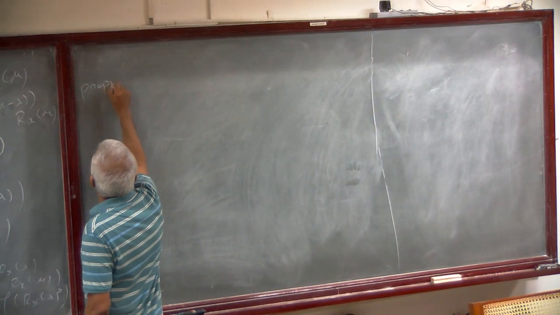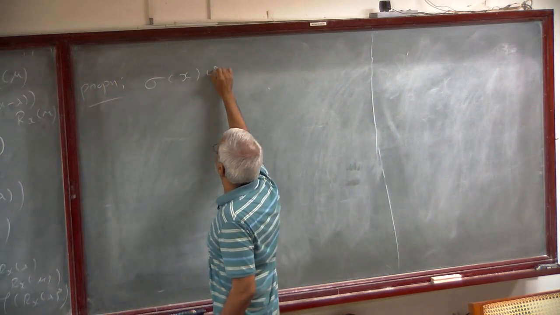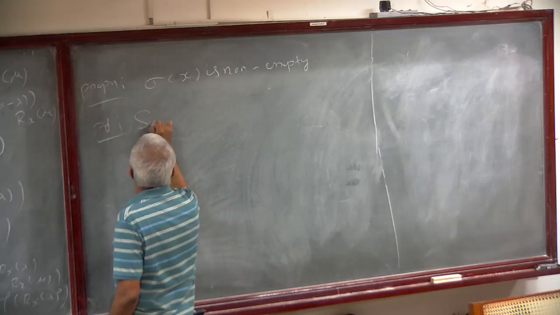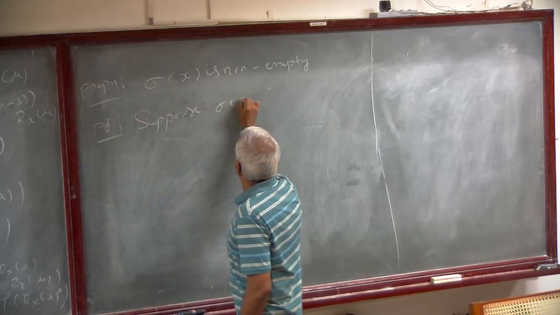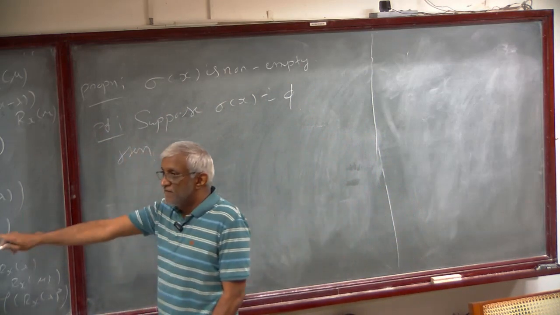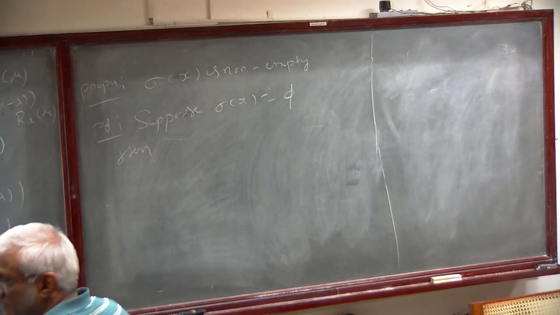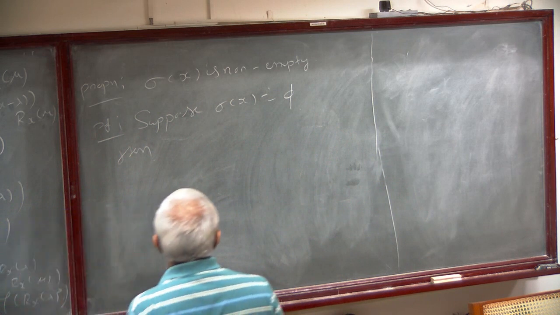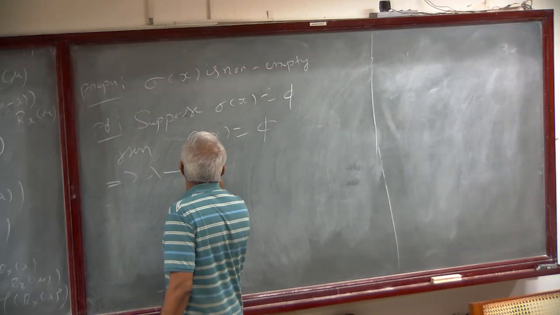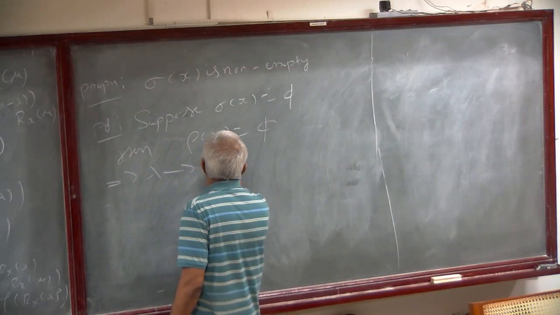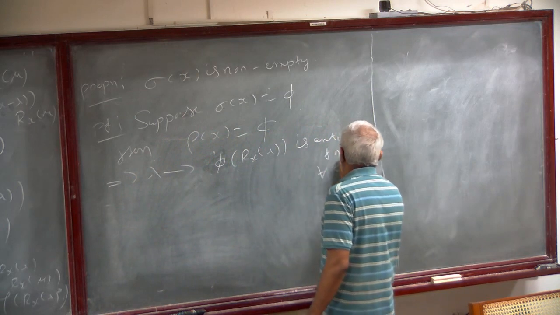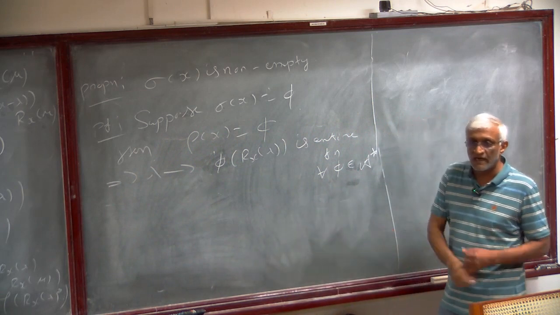Now let's prove the proposition. σ(x) is non-empty. Proof. Suppose it is empty, equal to the empty set. Then we have proved that this resolvent function is weakly analytic on the resolvent set. This means the resolvent set is C. This implies λ going to φ of Rx(λ) is an entire function for all φ in A star. It's analytic on the whole complex plane.